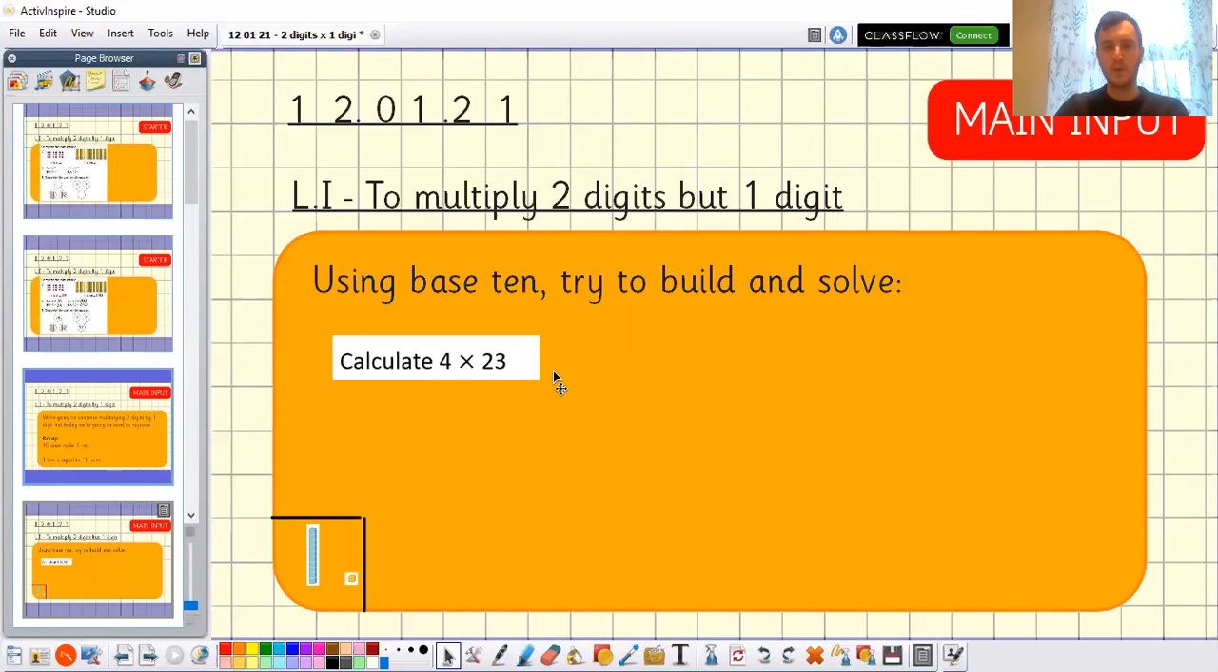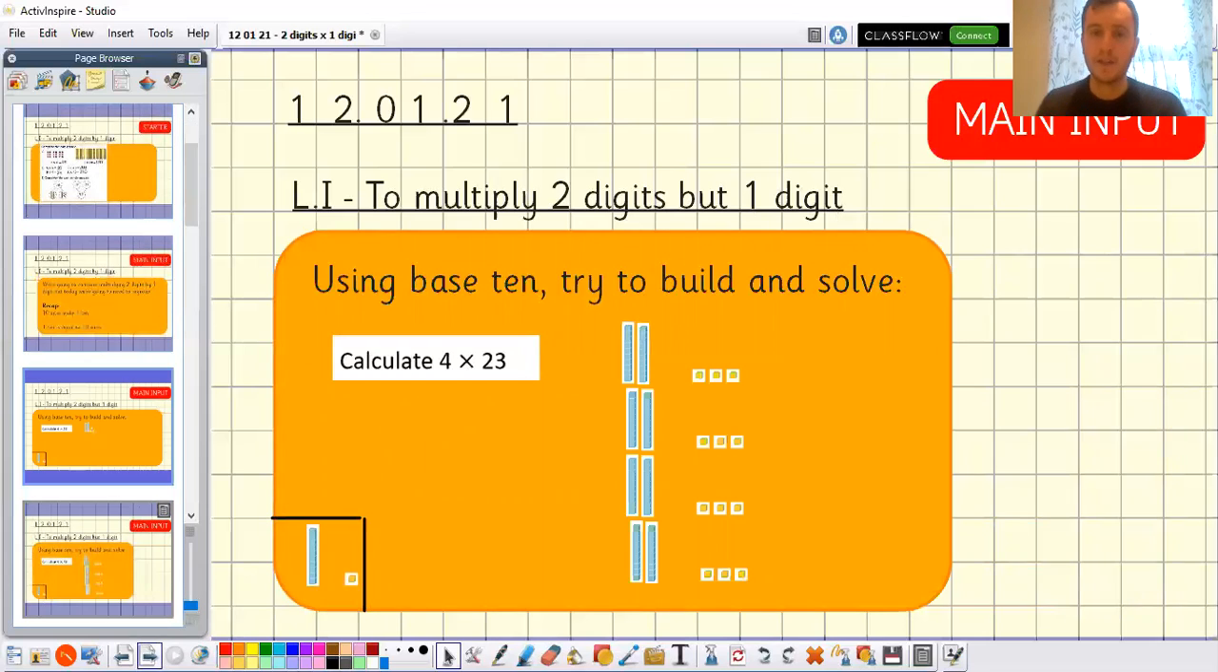We've got 4 times 23. And I know that's the same as 4 groups of 23. So let me have a go at building those first of all, a bit like we have done previously. So 10, 20, 1, 2, 3. There's my 23. And I need to make 3 more groups, so I have 4 groups in total. I'm going to skip ahead slightly so you can see my 4 groups of 23 just there.